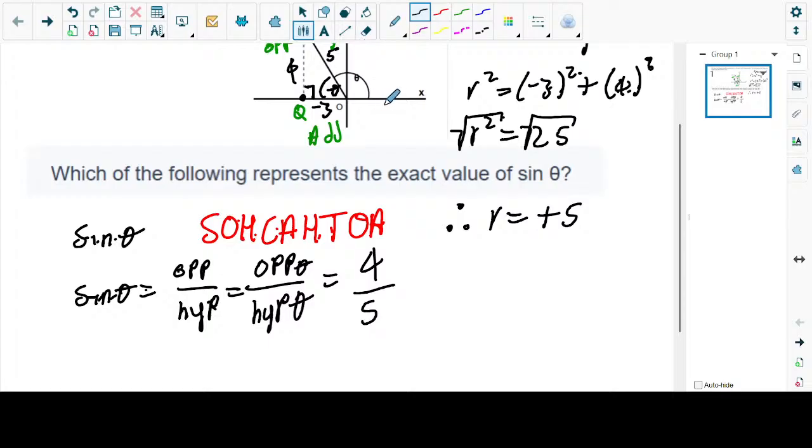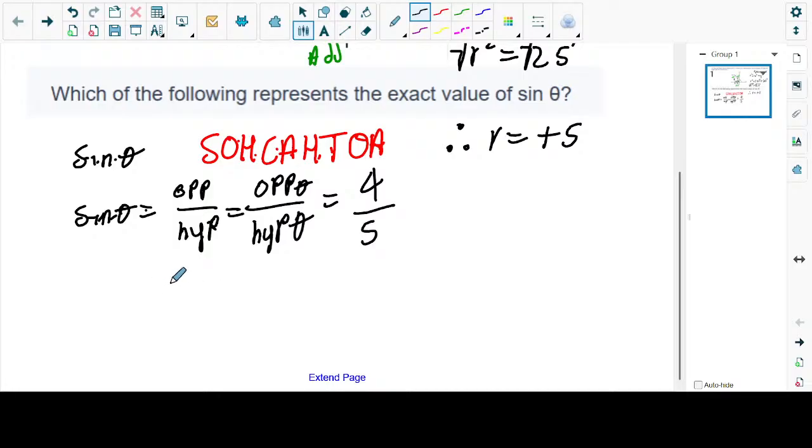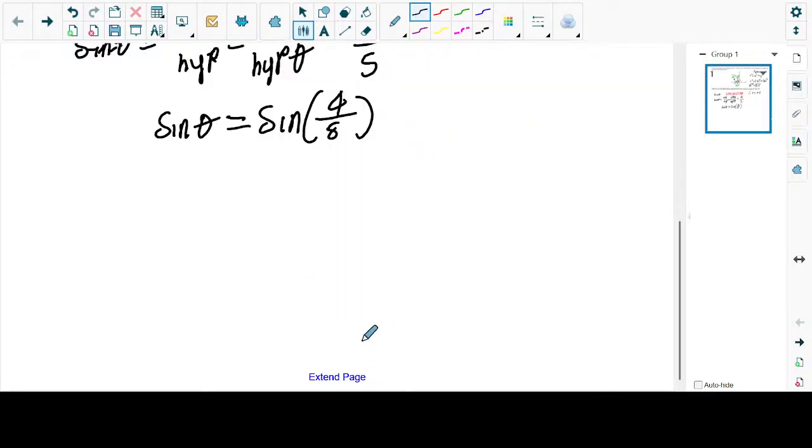Learners have a tendency of doing something like this. They say sine of theta equals, and then they say sine 4 all over 5. They are substituting where there's a theta, but they forget that the 4 all over 5 is replacing the whole trig ratio.